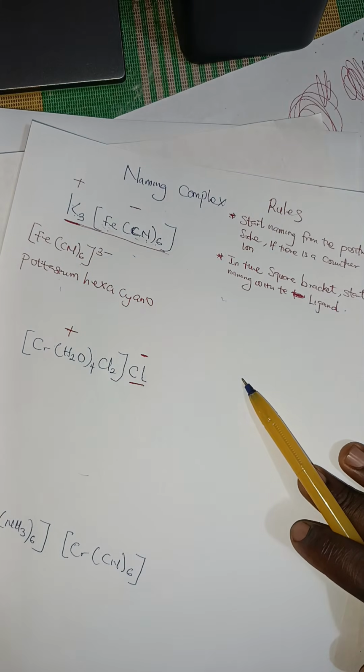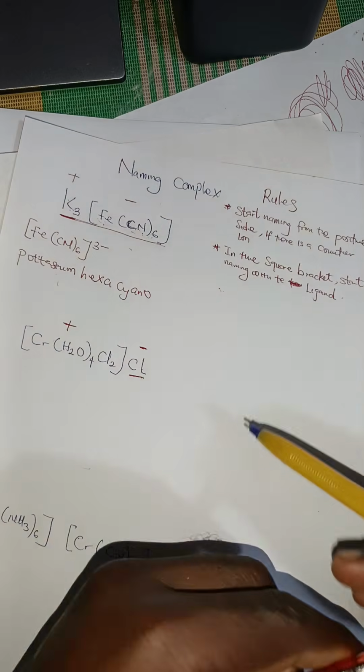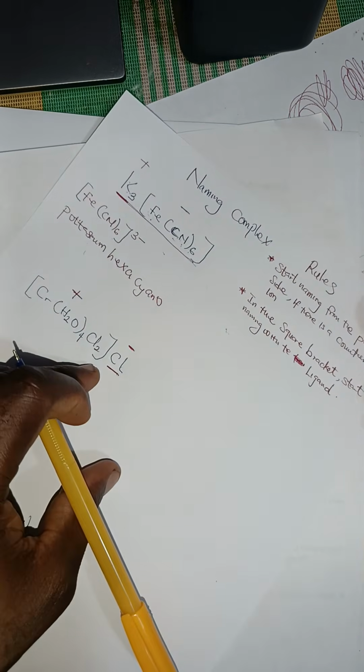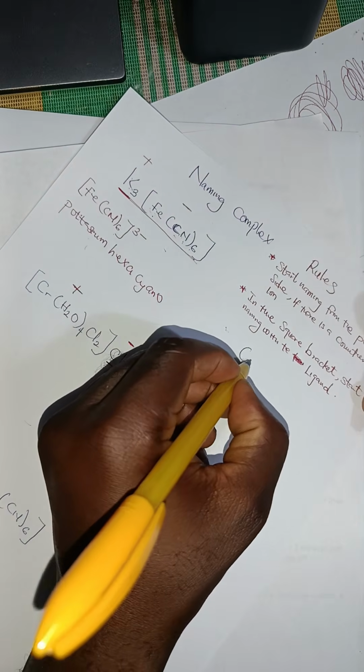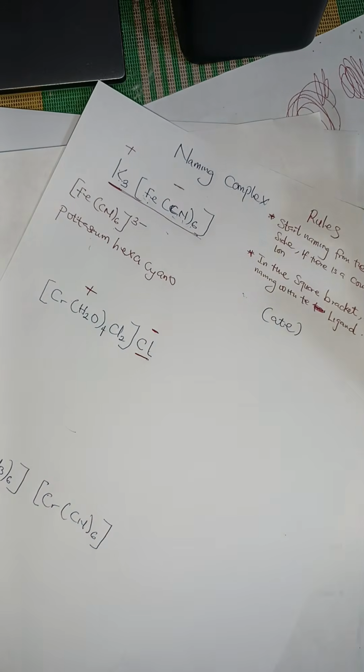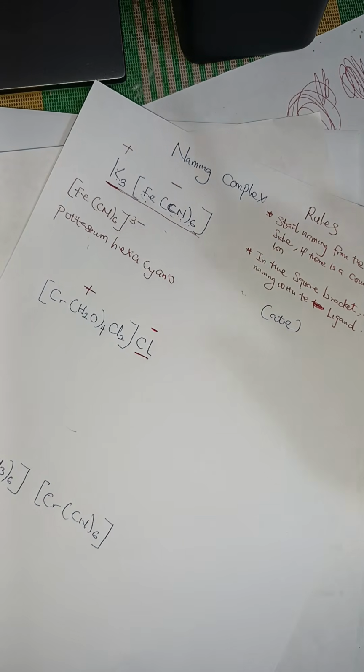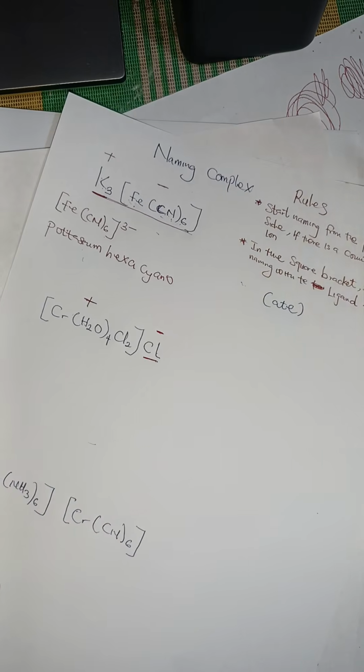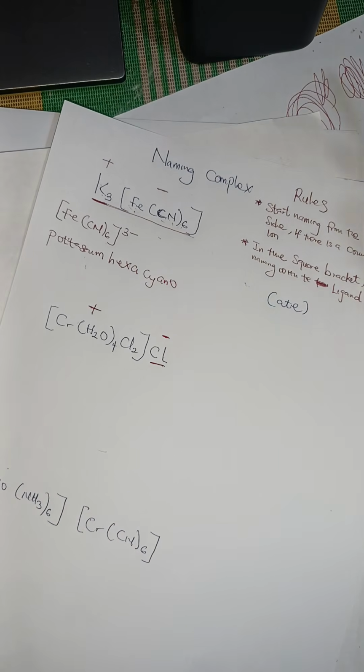Now, how do I call the transition metal? In some cases, our transition metal name ends with ATE, and in some cases we call back the name without putting ATE. For example, I can say cobalt or cobaltate, ferrous or ferrite, chromium or chromate. So there are rules to it.